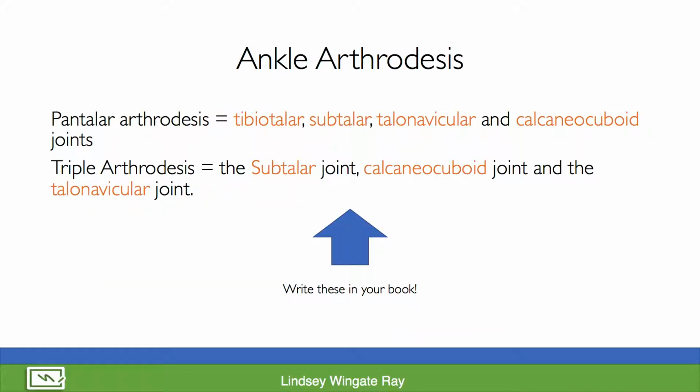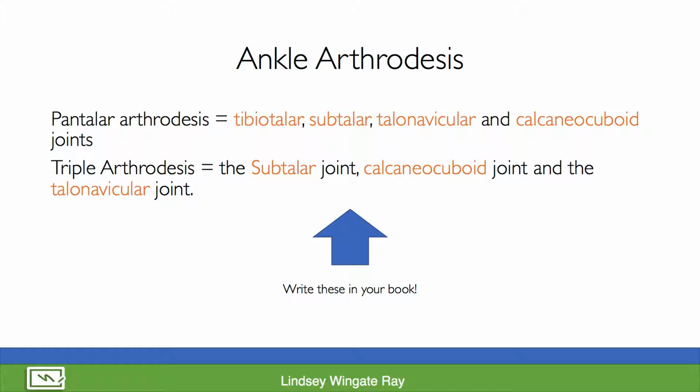Now that we've talked about the spine, let's talk about a few other procedures before we wrap up this section. Ankle arthrodesis. Remember, an arthrodesis means arthro, joint, and desis, fusion. So it's a fusion of a joint. These are commonly done in your ankle and foot area. A pantalar arthrodesis is a tibiotalar, subtalar, talonavicular, and calcaneocuboid joint arthrodesis. Write this down in case this is an anatomy question.